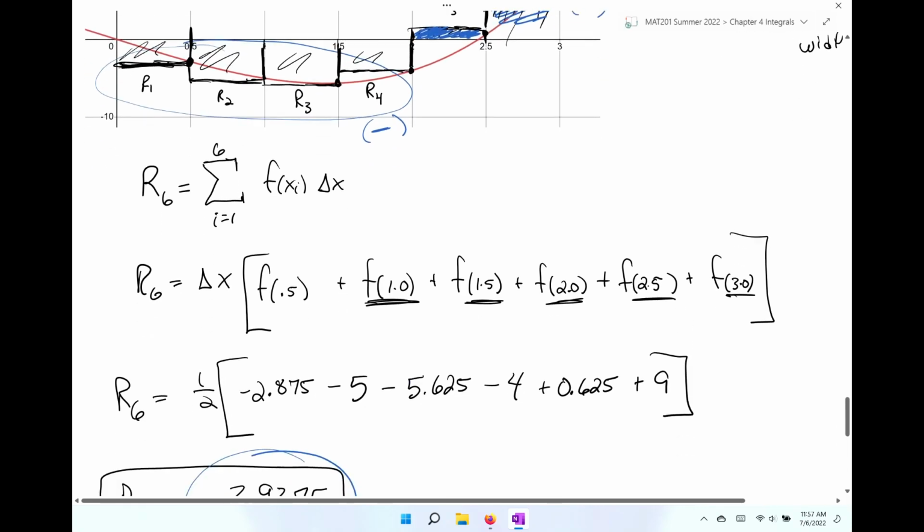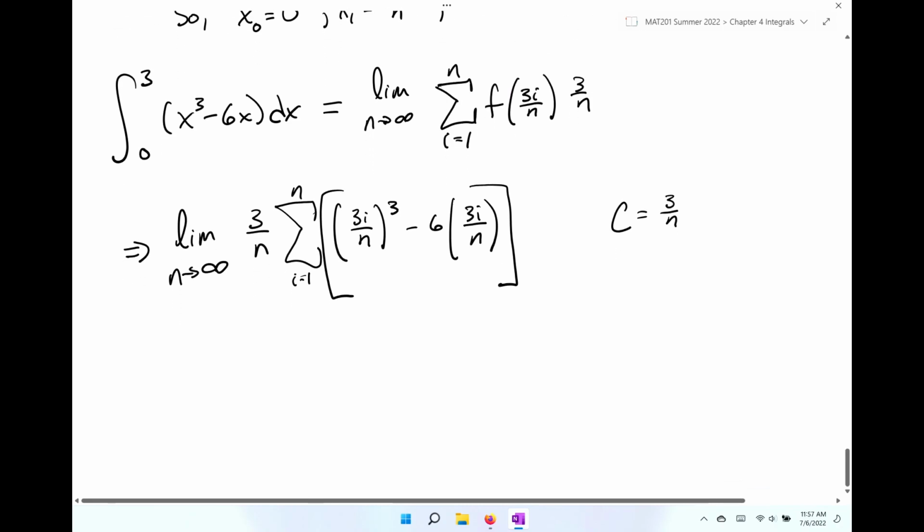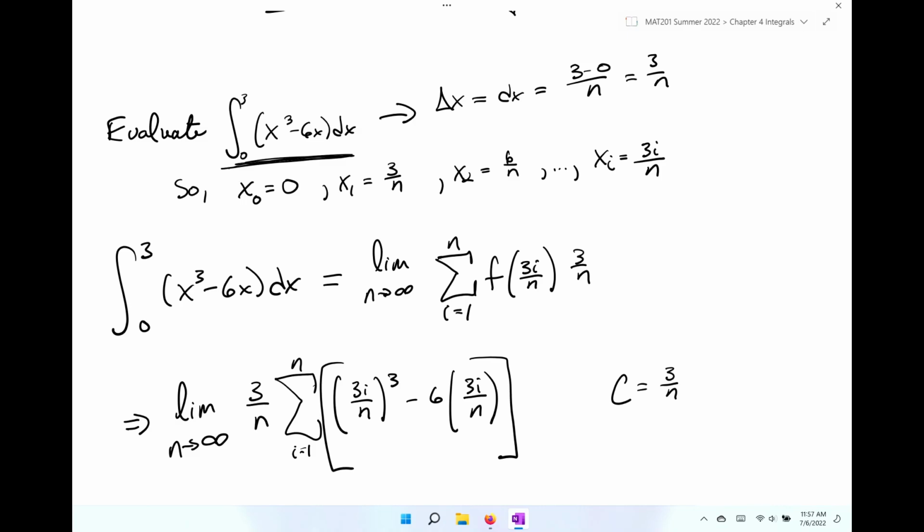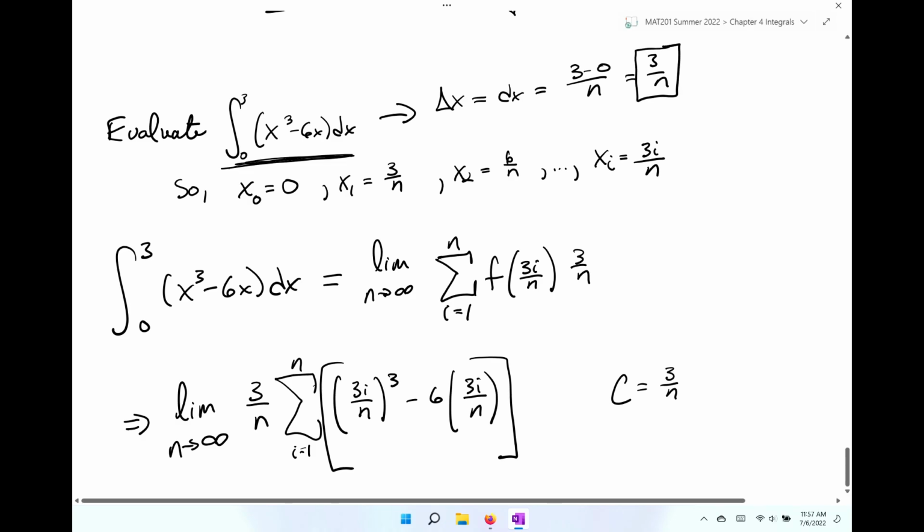Okay? So in order for us to do that, we need to rewrite our problem a little bit. So first, if we want to evaluate the integral from 0 to 3 of x to the third minus 6x dx, the first thing we need to figure out is, what is our change in x? So our change in x is going to be the endpoint minus the initial point over n, because we do know how many intervals we want. We want n of them, which is an infinite amount. So delta x is going to equal 3 over n.